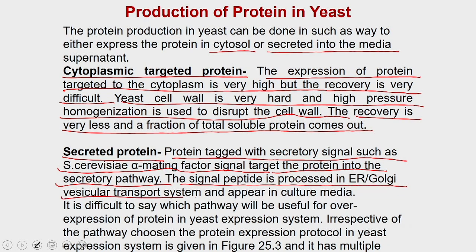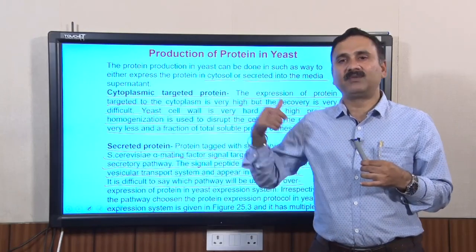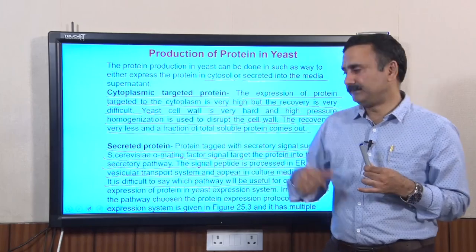coli vesicular transport system and appeared in culture media. So, in that case the protein will be secreted out, it will be present in the culture media, but it depends on the protein which is going to be overexpressed. It is very difficult to decide whether you would like to use the cytoplasmic pathway or the secretory pathway, because both pathways have their own advantages as well as disadvantages, and you have to decide depending on the type of protein which you would like to overexpress in yeast expression systems.